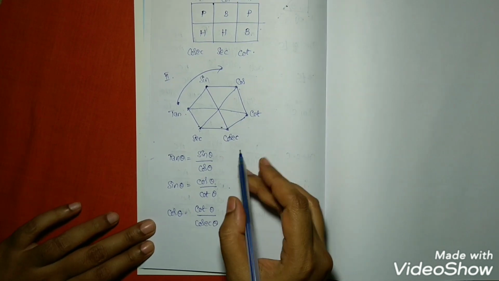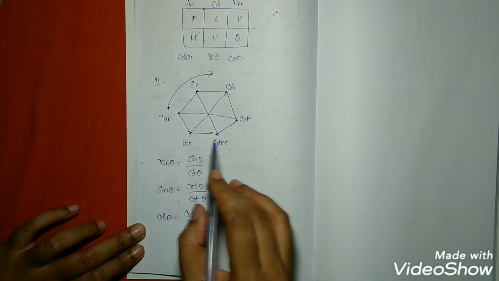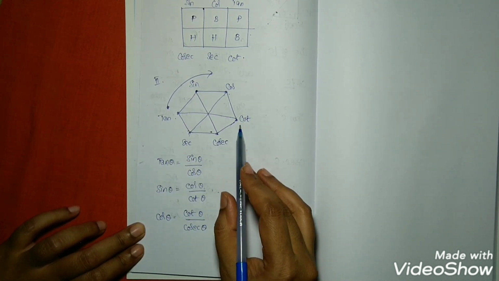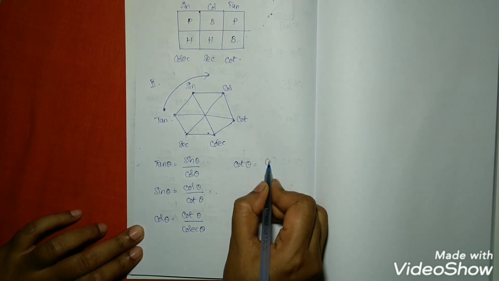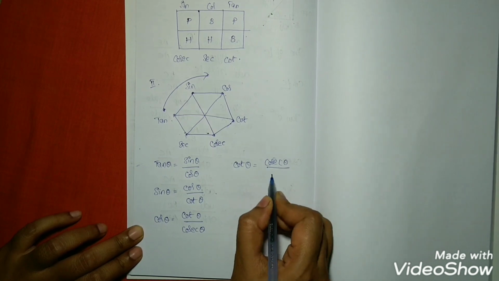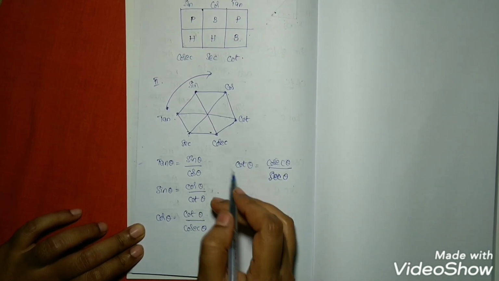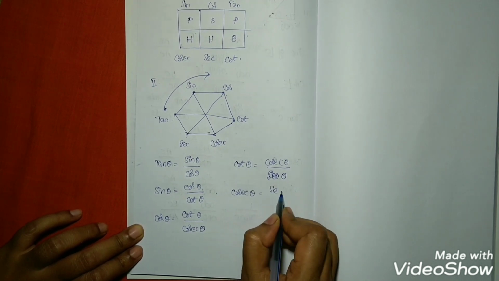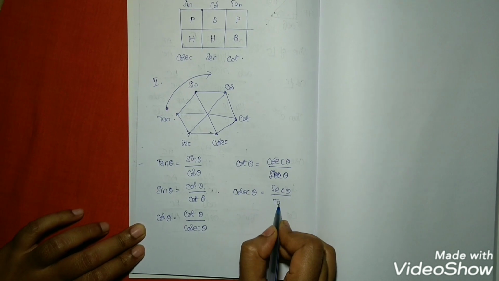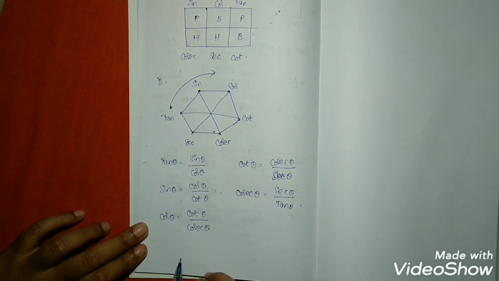Similarly, if you want to define cot theta, you move on the edges of your hexagon. For cot theta, cosecant divided by secant. Next, if you want to define cosecant theta, the other two, that is secant theta divided by tan theta, right? So using this hexagon also we can remember.